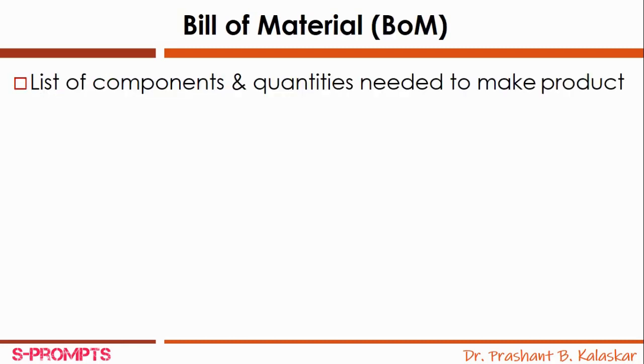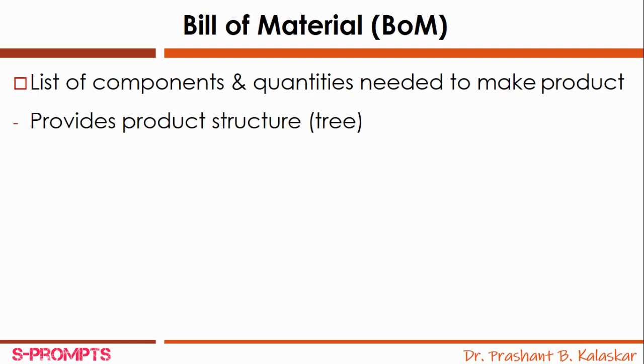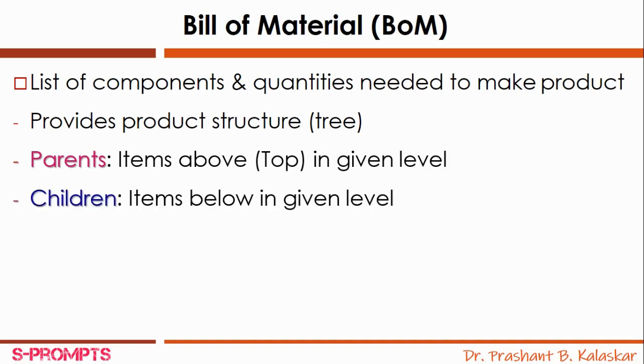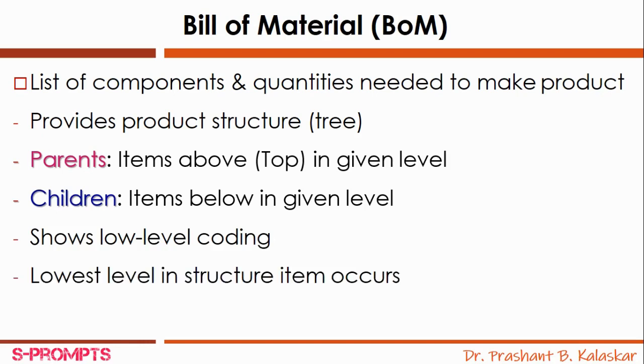Thus, we can say bill of material is a list of all the components and quantities that are required to make the final product. A bill of material provides product structure, also called a product structure tree. Components mentioned in the bill of material are classified as parents and children. Parents are those items which are above in the given level. Children are those items which are below in the given level. Items at the highest level in the structure, that is the top level, are called zero level items, and each next level of items is classified as level 1, 2, 3 items, etc.